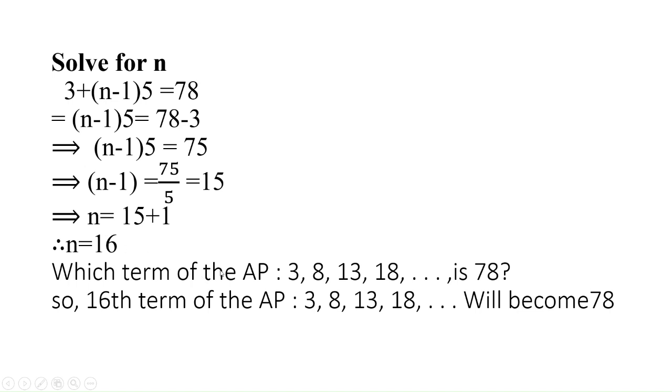So what is the given question here? Which term of the AP 3, 8, 13, 18 is 78? This is the question. So obviously the 16th term of that particular AP becomes 78. Just to recapitulate the question, I have given it here also. So the n value we have found is 16. That means the 16th term of that particular AP, 3, 8, 13, 18, becomes 78.